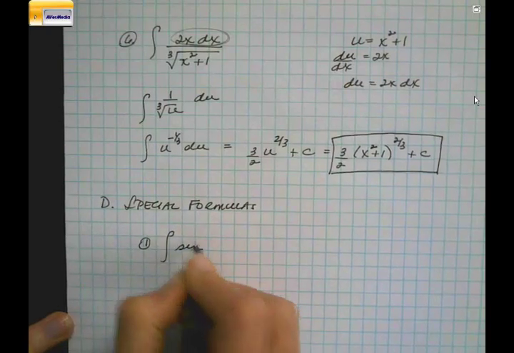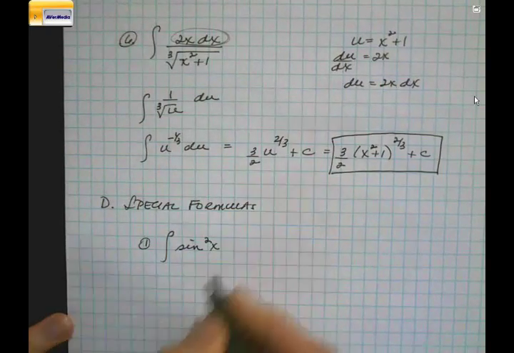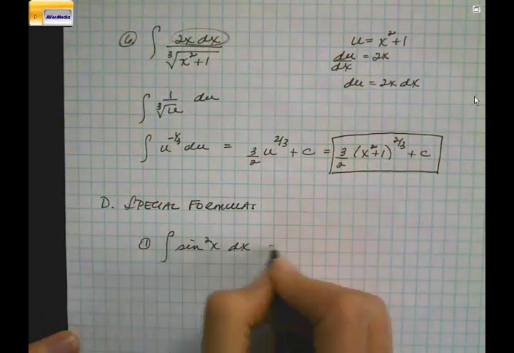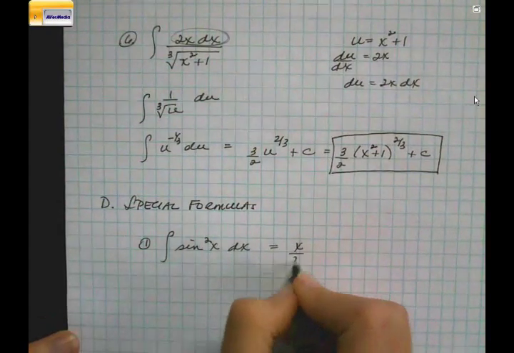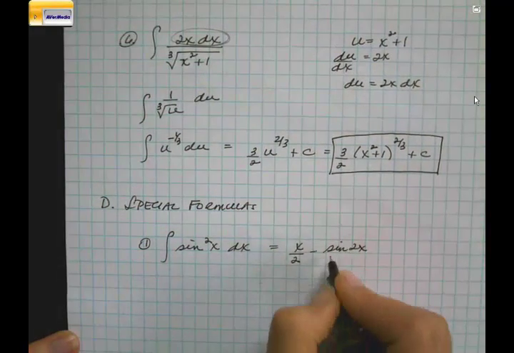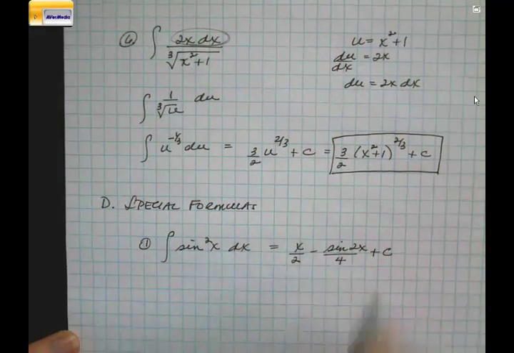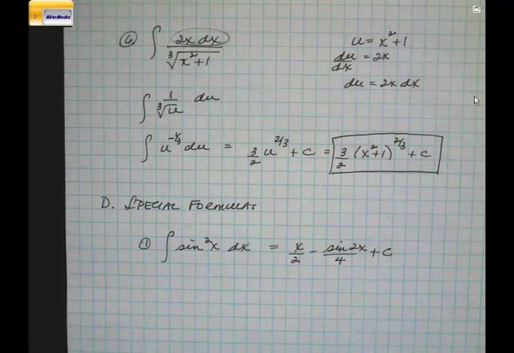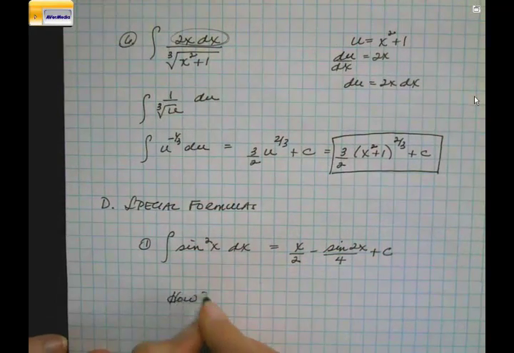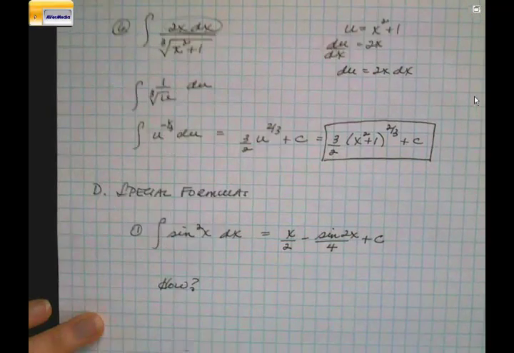If you want to integrate sine squared x, this is not so easy a thing to do. When you integrate this, by formula, this is x over 2 minus sine 2x over 4 plus c. This is a formula you might want to put on your lovely little card. I cannot believe it's not on there. Now, how did they get that? How did they come up with that formula?